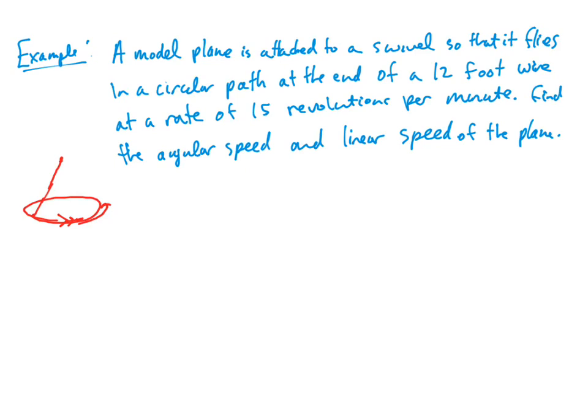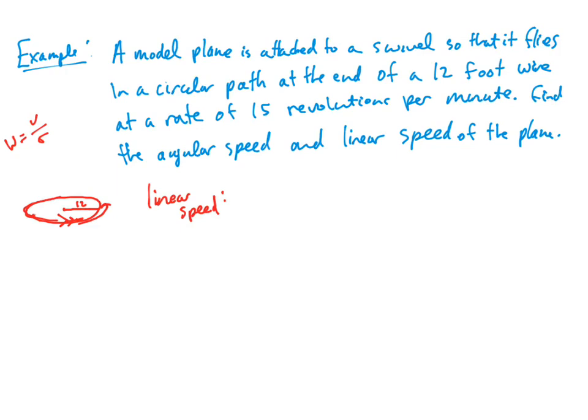Alright, so how are we going to do this? So the path, 12-foot wire at a rate of 15 revolutions per minute, find the angular speed. I think actually this diagram isn't quite representative of what's happening here. The swivel is more perpendicular here. So we have 12 for the radius. Thinking about what we had before with this formula, angular speed is equal to linear speed divided by the radius. We had the radius, it's 12 feet. So we can either find the linear speed or the angular speed and then use that formula to convert. So what do we want to do here? I'll find the linear speed first, I guess. It doesn't really matter.